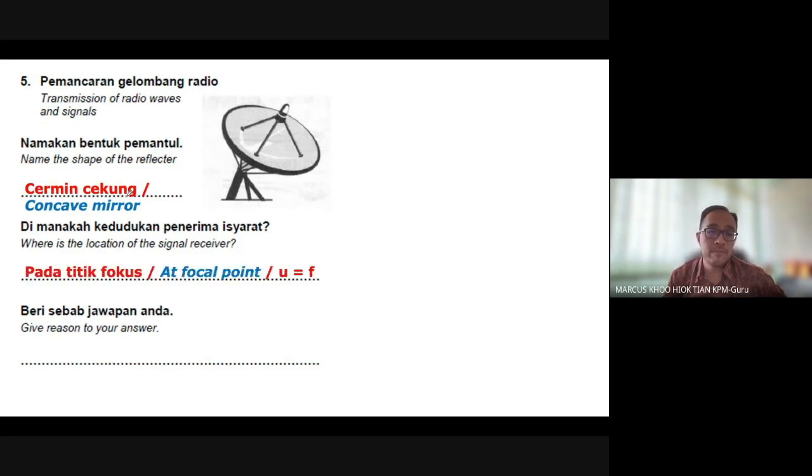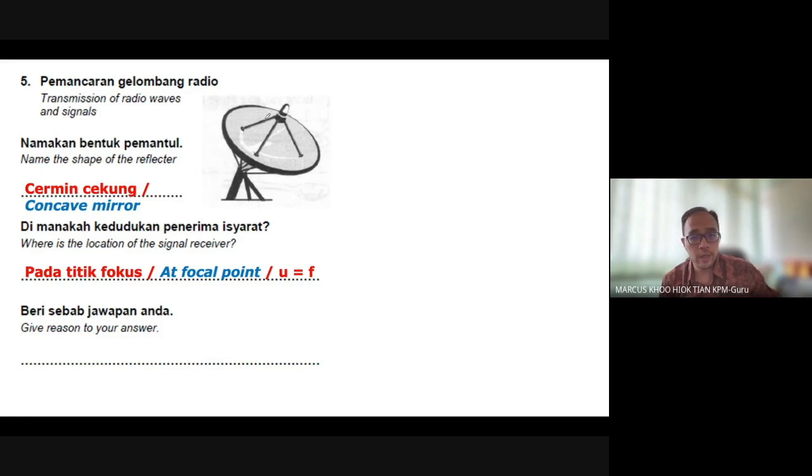Okay, curved inwards is a concave mirror. Remember, curved outwards, like the supermarket mirror, is a convex mirror. Where is the location of the signal receiver? Okay, this is very important. The signal receiver must be at the focal point. Okay, this receiver over here.